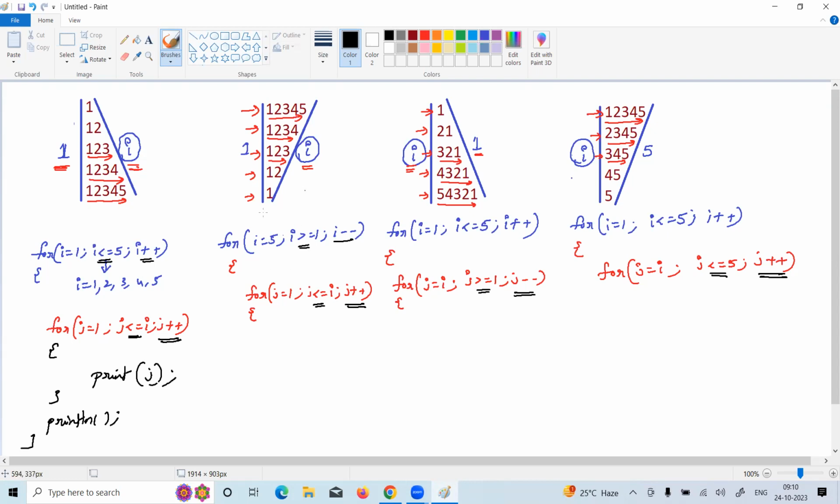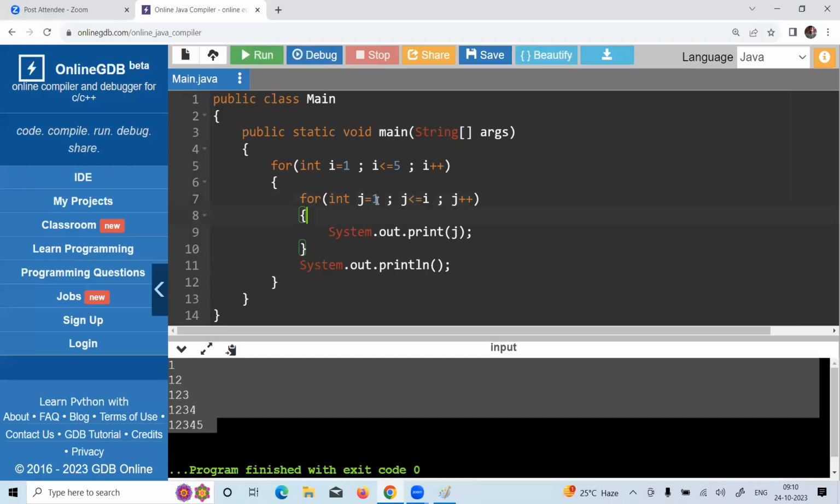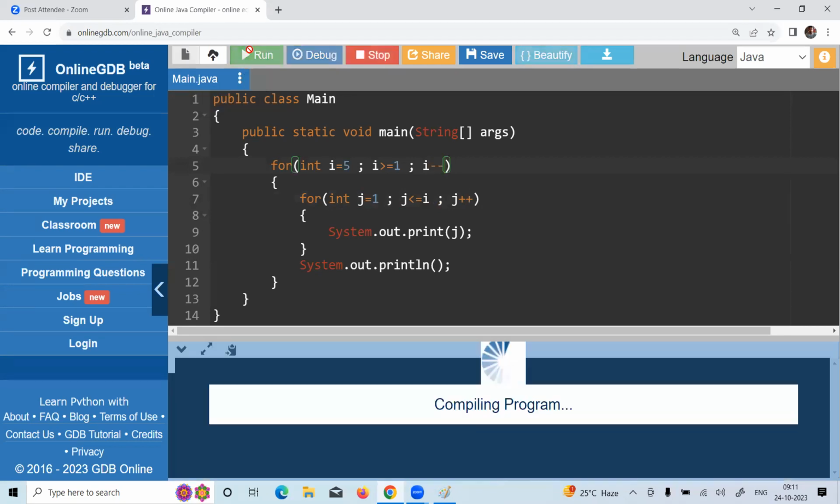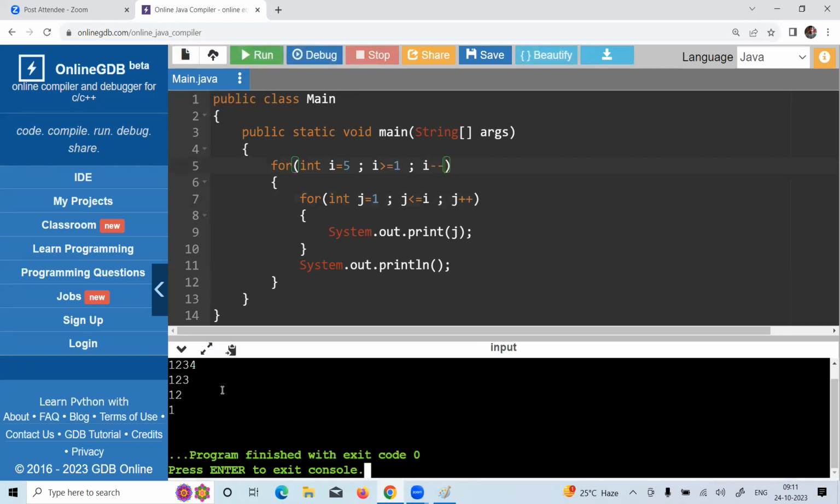Suppose I am going to print the second one. Outer loop I from 5 to 1. Decreasing order means greater than or equals to. If you miss these things, infinite iterations will display. Look at this. The second one is the output.